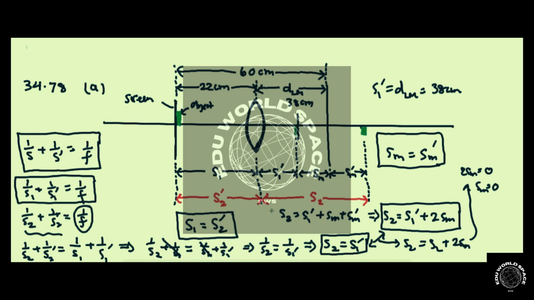Okay, so now we can use this equation. So we know S1, right? S1 is 22 centimeters. We know S1 primed, which is DLM. And hopefully it was clear how I figured out that S1 primed is the same as the distance between the lens and the mirror, right? Because remember, we found that the image and the mirror location coincide. So let's solve on the next page for the focal length.